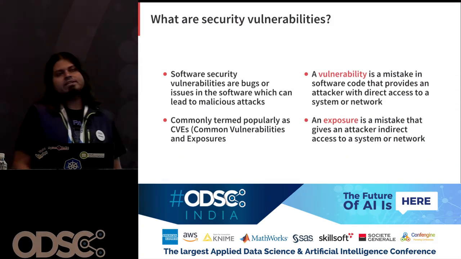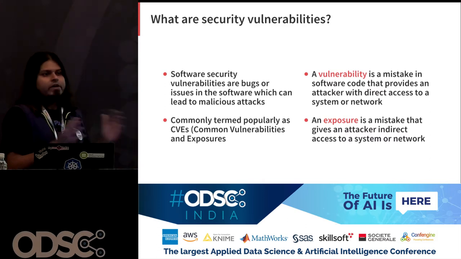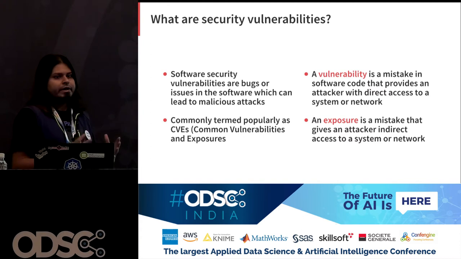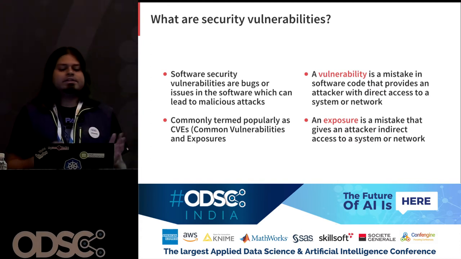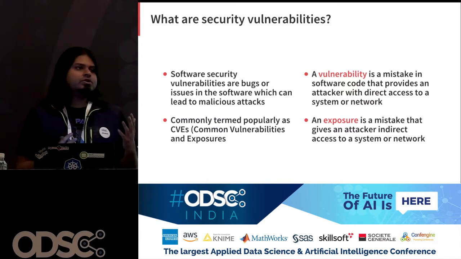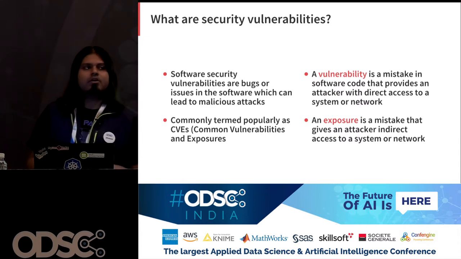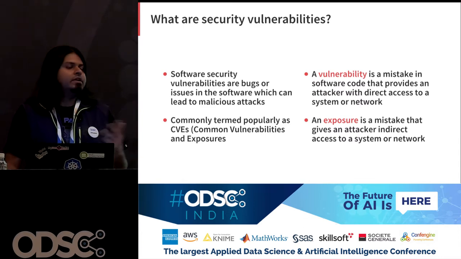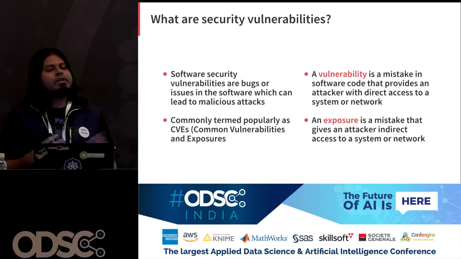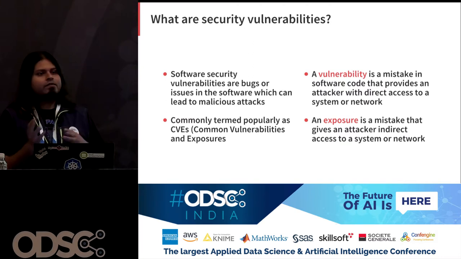So to understand the security landscape, we need to understand what these vulnerabilities are, because even I am not from a security domain, to be honest. My domain is data science, right? But I'm working on this kind of problem right now, and a lot of you may not be, let's say, security savvy. So what are security vulnerabilities? They are basically bugs in source code that, let's say, malicious hackers or attackers can exploit to get into your system and gain unauthorized access. Commonly they are termed CVEs, known as common vulnerabilities and exposures. And there is actually an online database maintained by the US government known as NVD, the National Vulnerability Database, where all the CVEs are listed for each and every ecosystem.